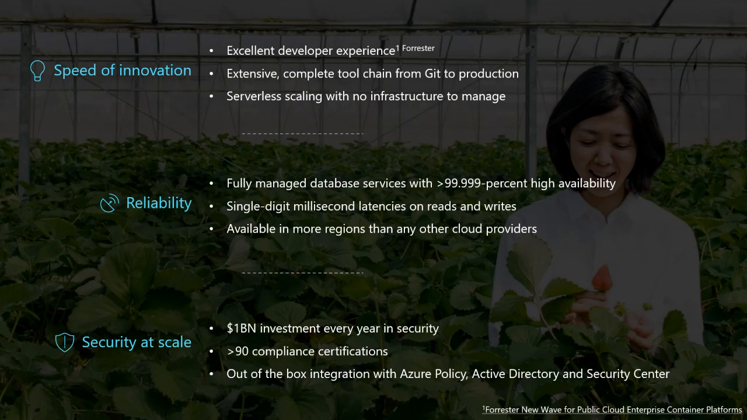Reliability. If you look at Azure, beyond all the Kubernetes services and the serverless functions, we start to look at some of the other PaaS services. A great example of this is Azure SQL, which is a fully managed database service, platform as a service, that provides us high reliability, single-digit latencies in terms of reading and writing, and it's available in more regions than any other cloud provider. So we're able to distribute that accordingly.